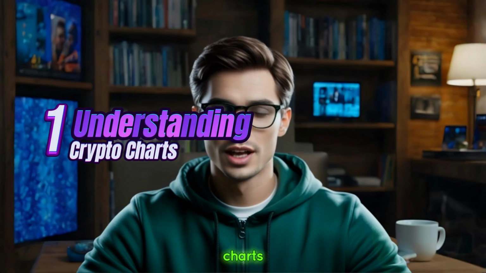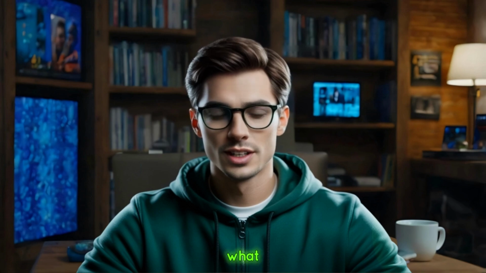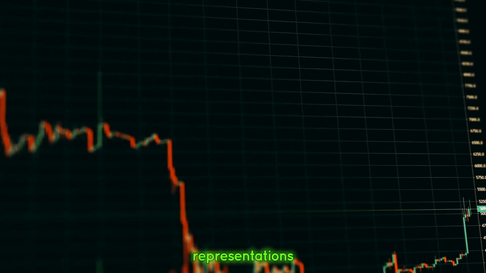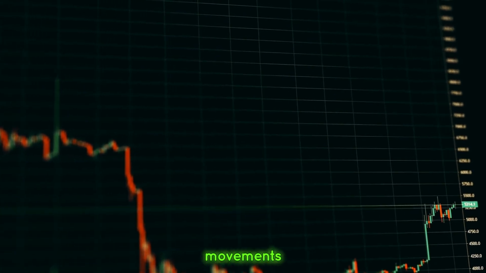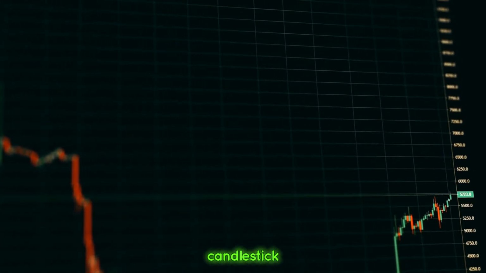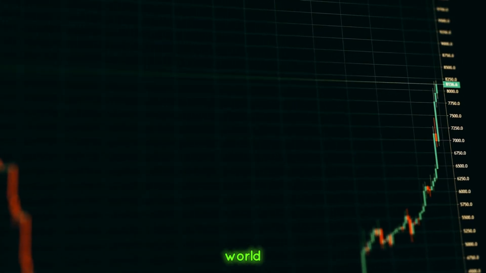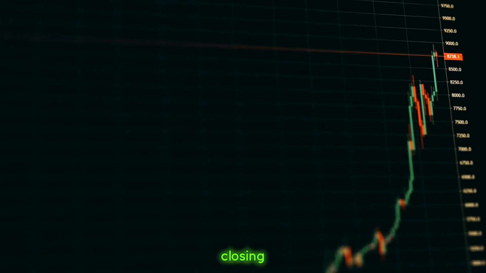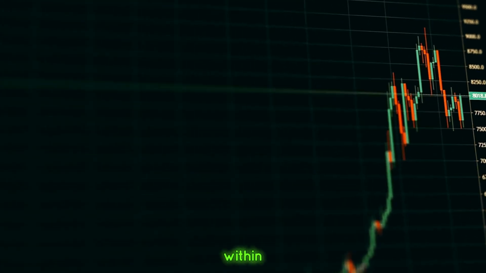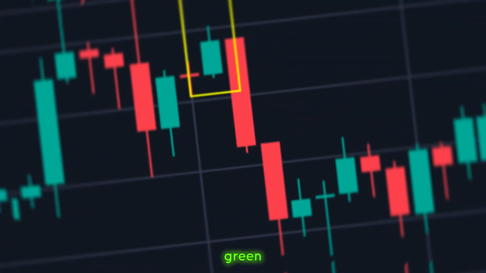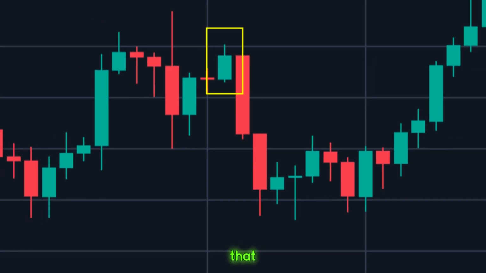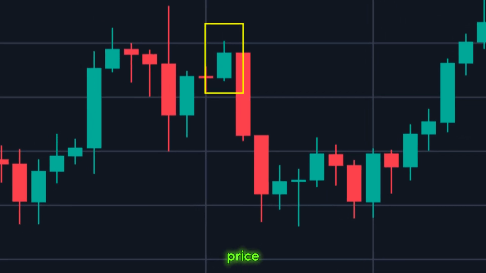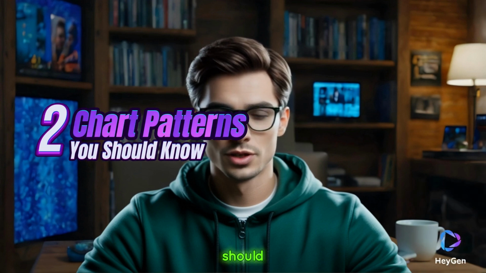Step 1, understanding crypto charts. So first off, what exactly are crypto charts? At their core, these charts are visual representations of price movements over time. You'll mostly see candlestick charts in the crypto world. Each candle shows the opening, closing, high, and low prices within a specific time frame. Green candles mean the price went up during that period, while red candles mean the price dropped. Easy, right?